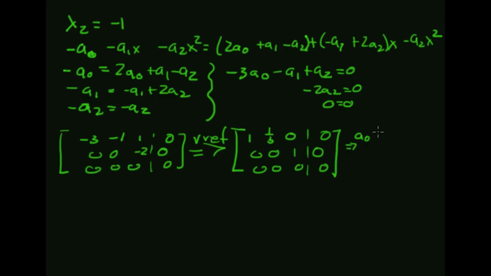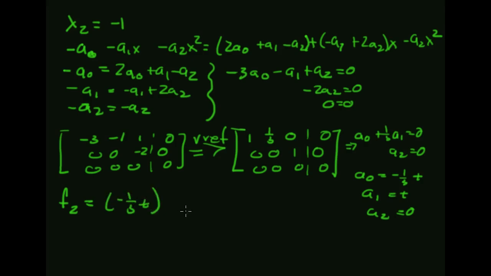So a0 should be negative a third a1, and a2 has to be 0. So we can look at this as a0 is negative 1/3 t, a1 is t, and a2 is 0. So any function in the form negative 1/3 t plus tx should work for all values of t.